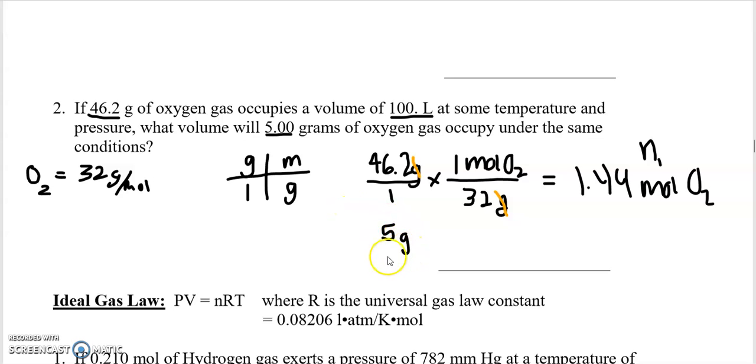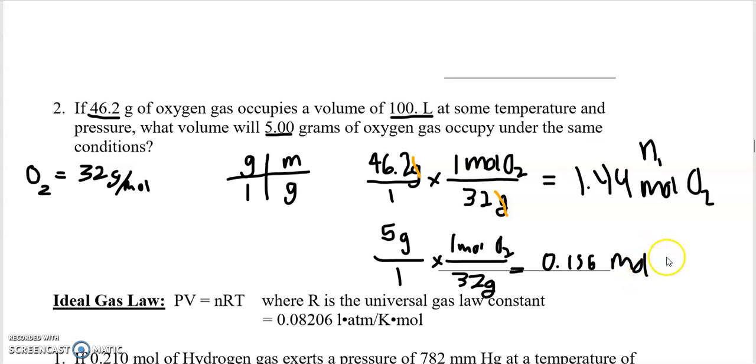5 grams all over 1, that's by itself, times 1 mole O2 divided by 32 grams. And what is our answer? So 5 divided by 32, we have 0.156 moles. And that's going to be our N2 amount, our second mole amount. So now we have both of our mole amounts.